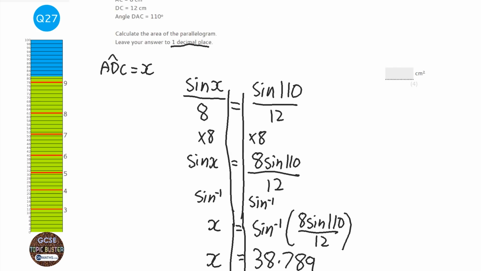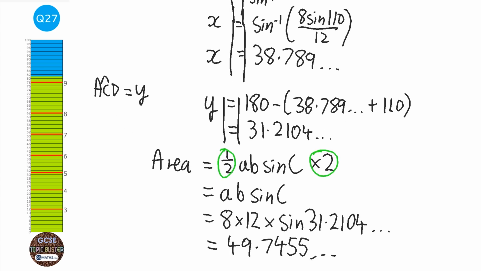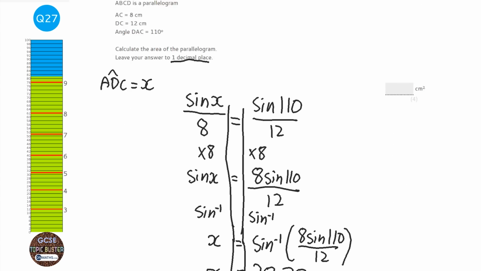Let's have a look and see the accuracy that I need. 1 decimal place. So let's have a look. That's going to be 49.7.